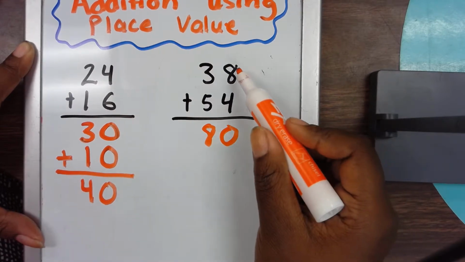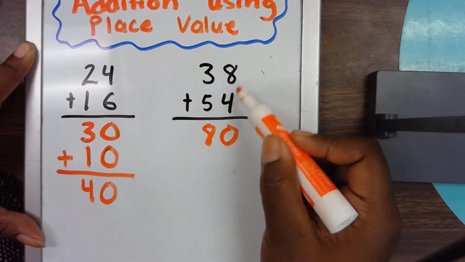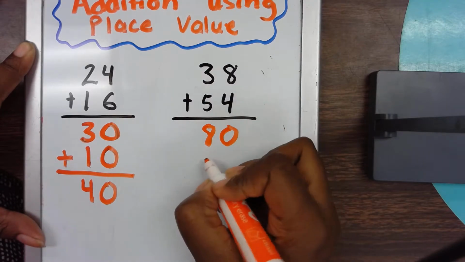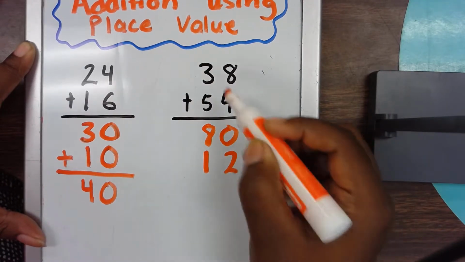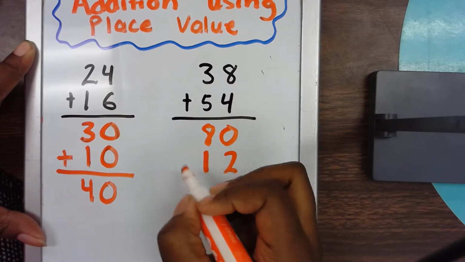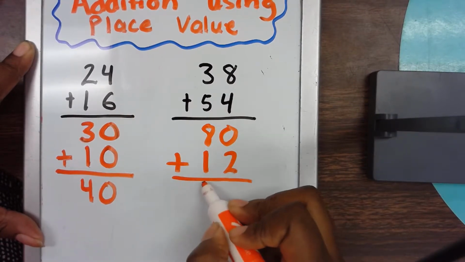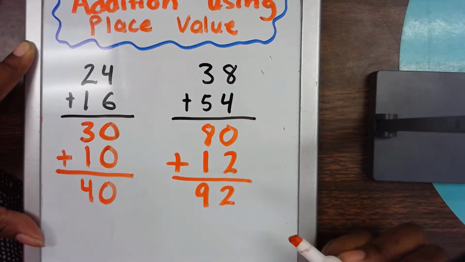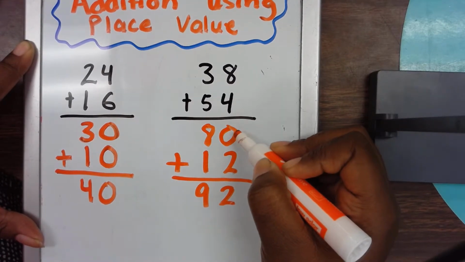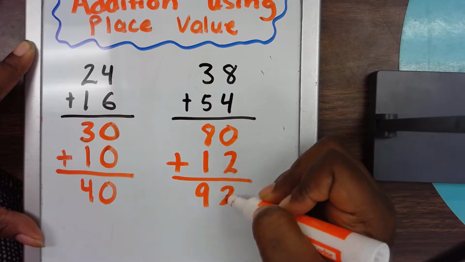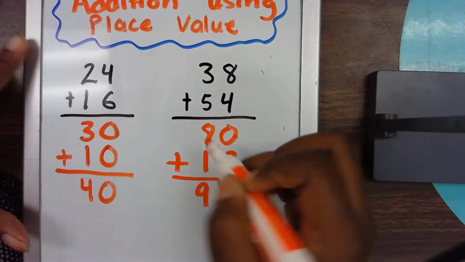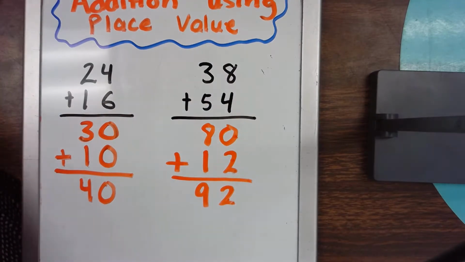And then we go to the ones place. We have 8 and 4. 8 plus 4 equals 12. So we write 12, making sure we line up our ones and our tens. And then we're going to add 80 plus 12, which equals 92. If you wanted to look closely, you know 0 plus 2 is 2, 8 plus 1 is 9. And that's how we add using place value.